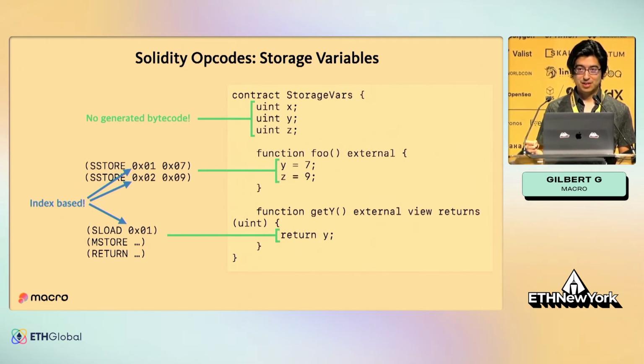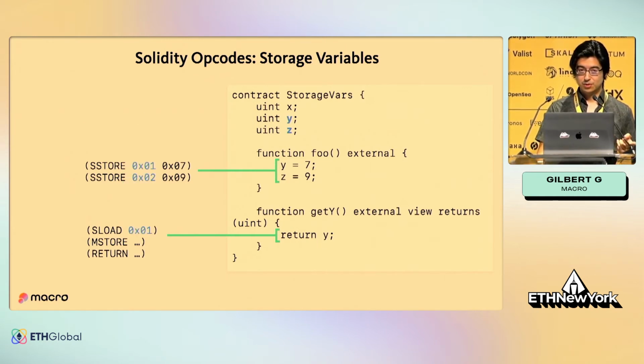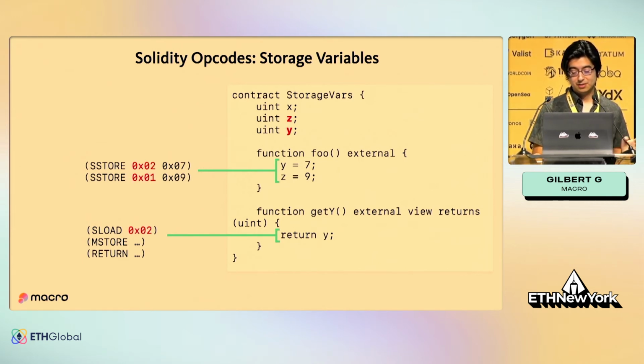Now, this does matter when you start introducing contract upgradability. When you have contract upgradability, you do not want to reorder your variables, because when you reorder your variables, then all of the code changes according to those variables. So again, this doesn't matter if you're just writing a plain contract, but it does matter if you're writing an upgradable contract. So do not reorder your variables.